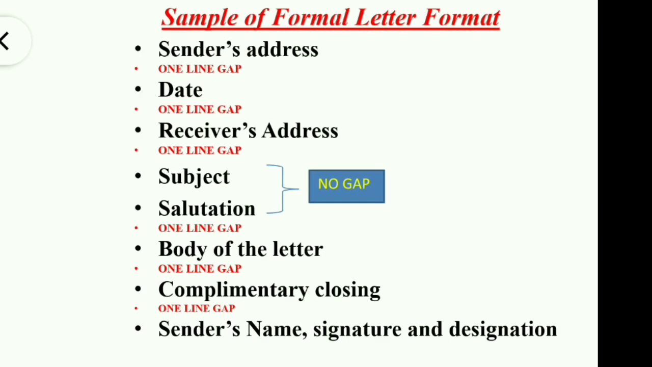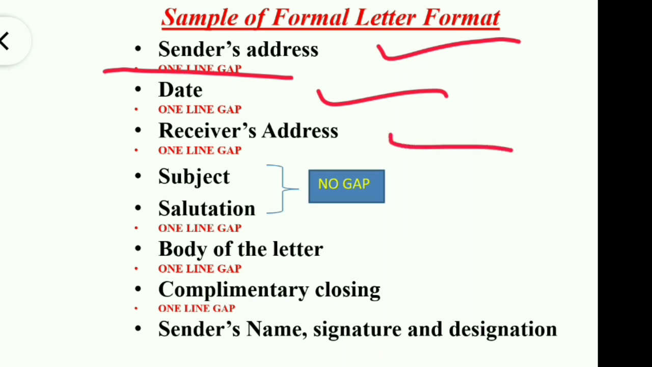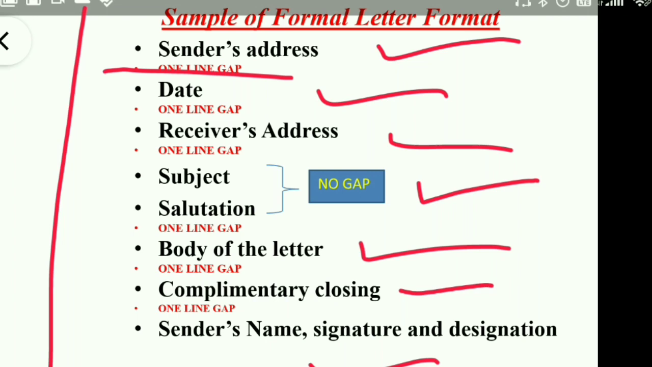This is the formal letter format. At first, you should write sender's address. You should give 1-line gap, then date and 1-line gap, receiver's address, 1-line gap. Subject and salutation should be written in this manner without giving gap. After that, 1-line gap again, body of the letter in 3 paragraphs, which includes complimentary clause as well. Then sender's name, signature, and designation. This is the format which you have to follow throughout the official letters.